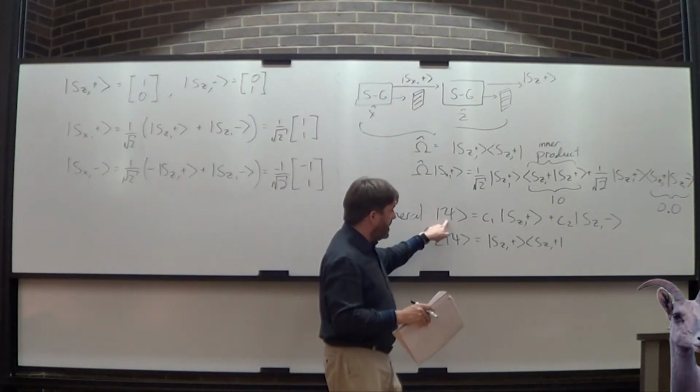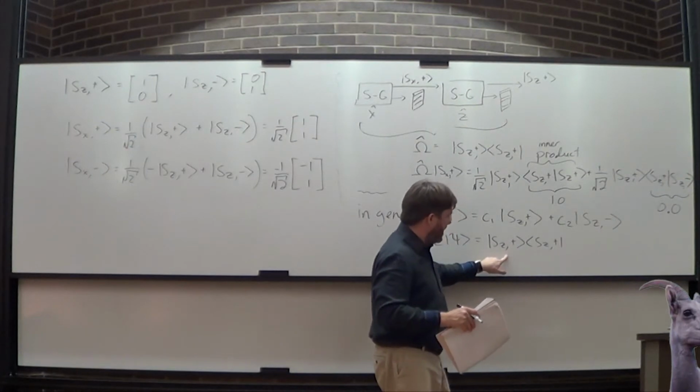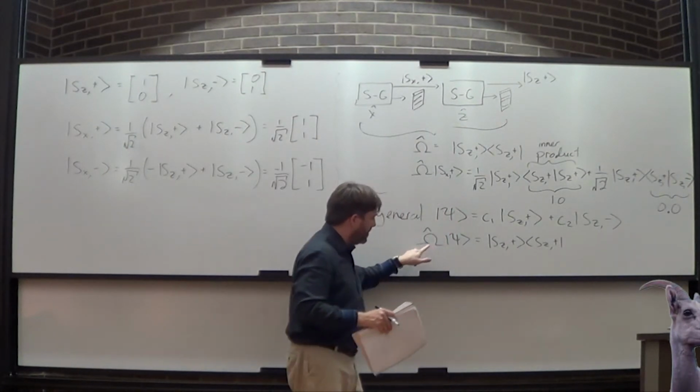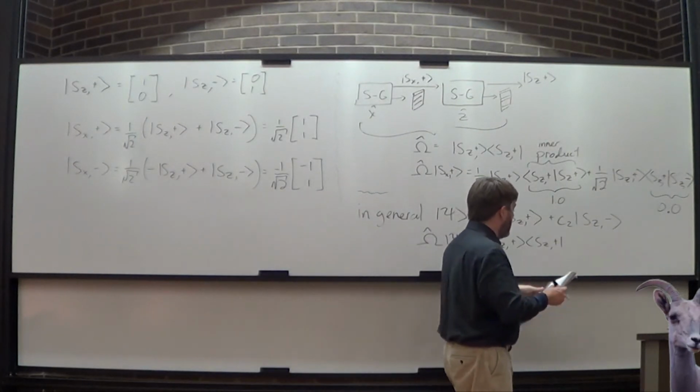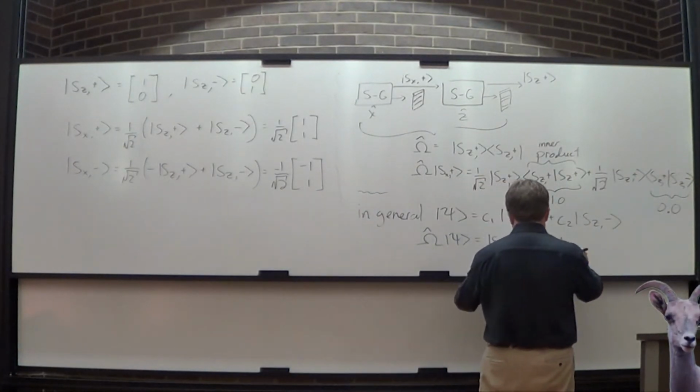So the original state is destroyed. The final state is Sc plus. That's again the effect of the Stern-Gerlach apparatus, which is represented by this operator. And the amount of material that comes through will be this overlap.